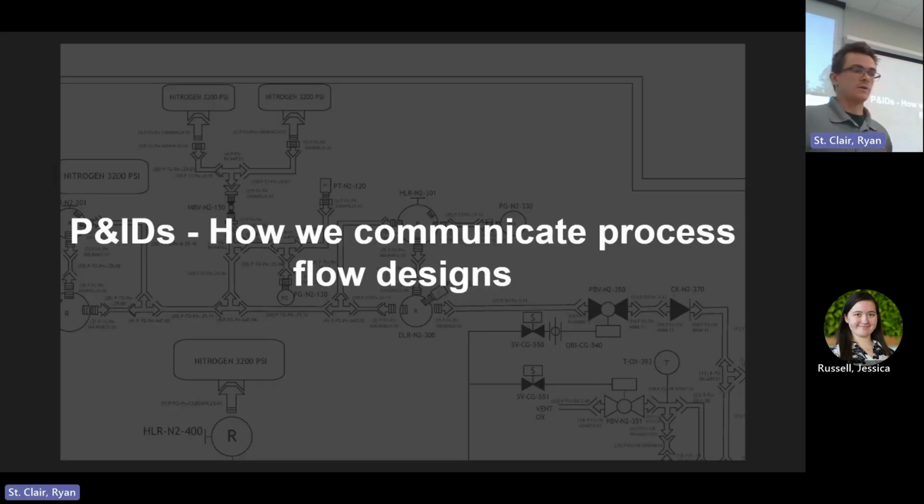So now I want to talk about what are called piping and instrumentation diagrams. This is how we communicate process flow designs, and like I said, rocket engines rely on processes for their fluids, whether it's when it's time to hot fire or when it's time to load propellants. Those are different processes that we want to be able to design and communicate very well.